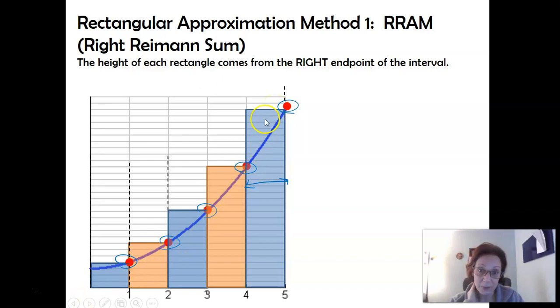You can see from this picture, this is going to be an over approximation. Notice here, of all of the area under the curve, these rectangles didn't leave any area out, but they did include a lot extra. So if I add these up, I know for a fact I'm going to have an over approximation. Okay, so that's a right Riemann sum.